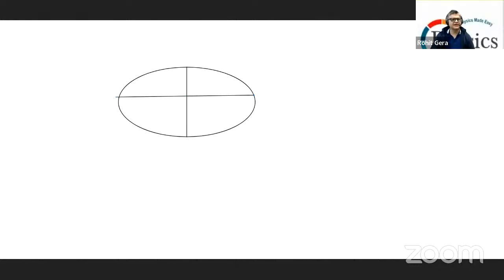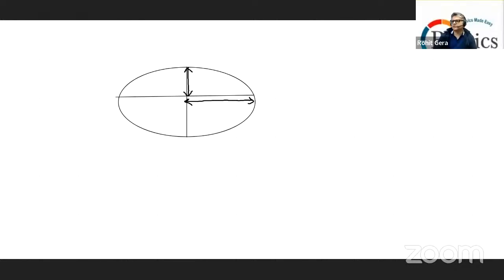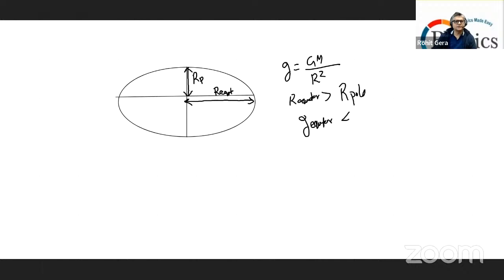So you can see the radius here is less on the semi-minor axis, whereas the radius here is very high. Minor axis and major axis. So you can see the radius at the poles and radius at the equator. There are two radii Earth has. So gravity is a function of radius. If the radius at the equator is greater than the radius at the pole, then gravity at the equator is less than the gravity at poles.